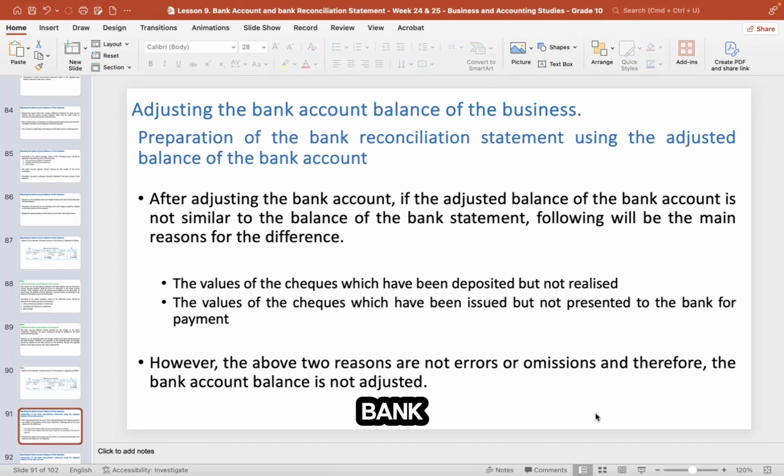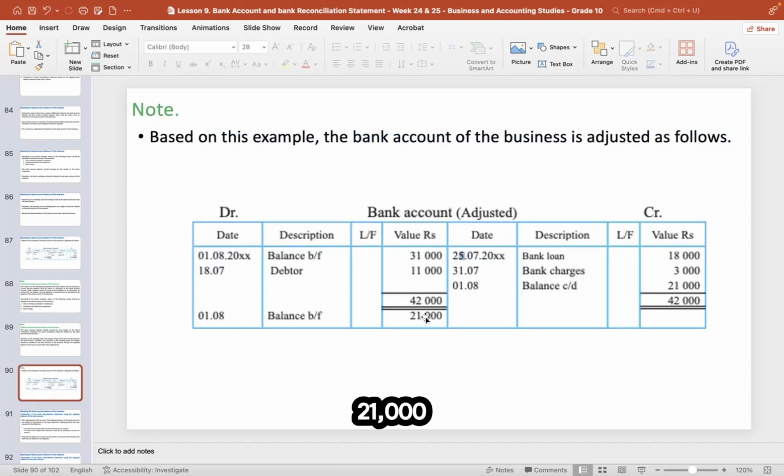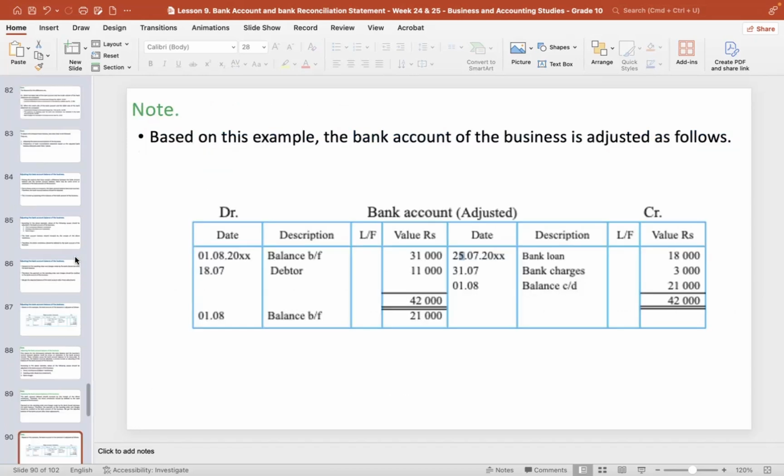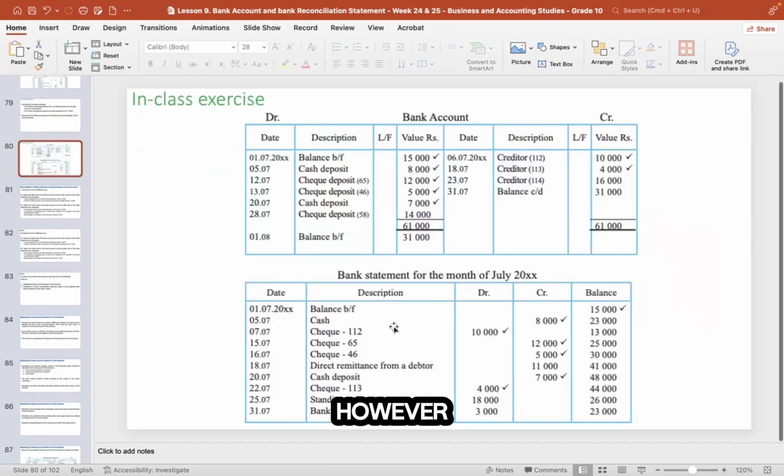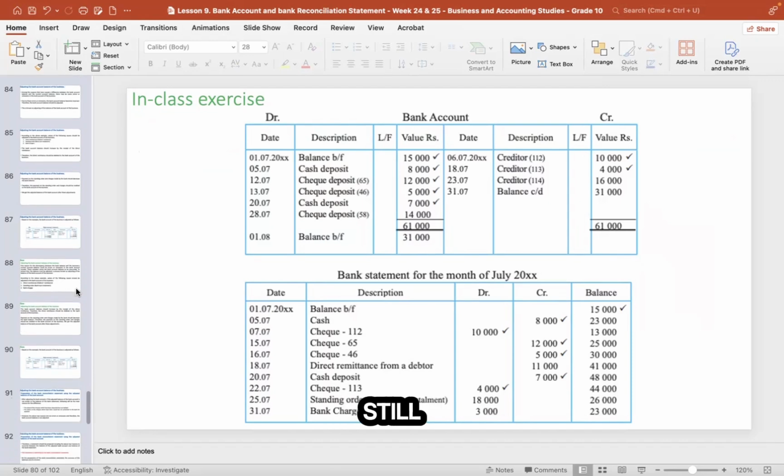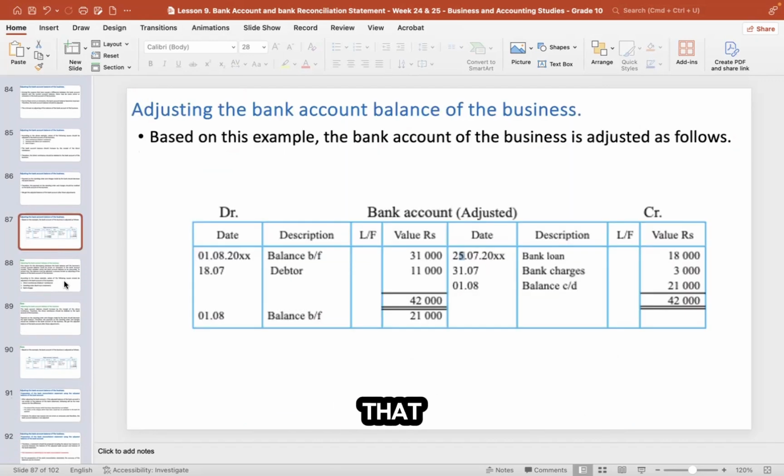After adjusting the bank account, if the adjusted balance of the bank account is not similar to the balance of the bank statement, the following will be the main reasons for this difference. After we did the adjustment, the adjusted balance is 21,000. However, in the statement it was 23,000. It is still different. So we need to figure out the reasons behind that.